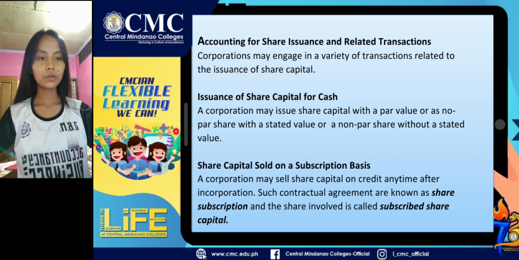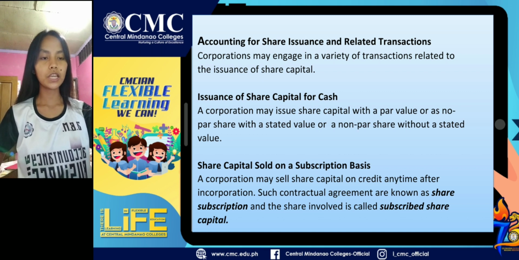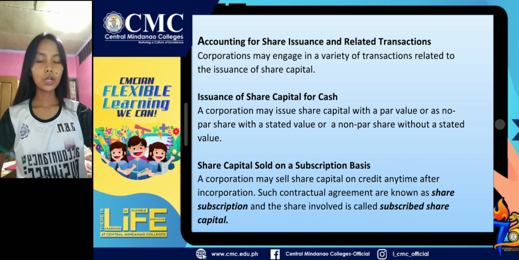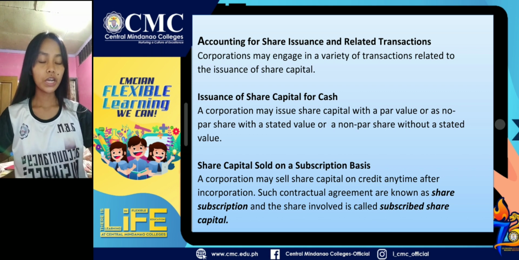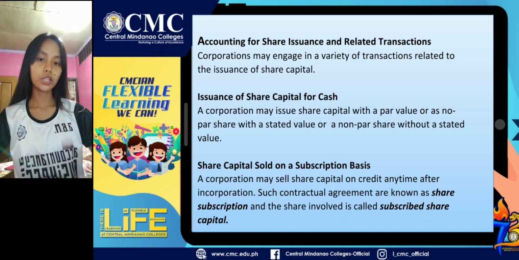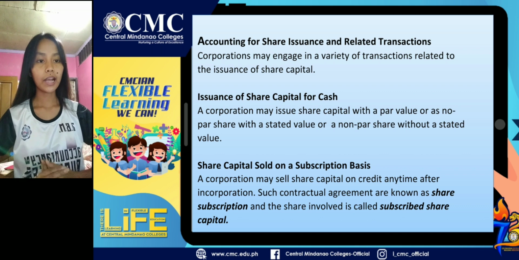Share capital sold on a subscription basis. A corporation may sell share capital on credit anytime after incorporation. Such contractual agreements are known as share subscription, and the share involved is called subscribed share capital. So dito, yung corporation daw ay pwede magpautang ng shares or yung mga shareholders ay pwede mangutang ng shares sa corporation. So yung shares ay pwede utangin.